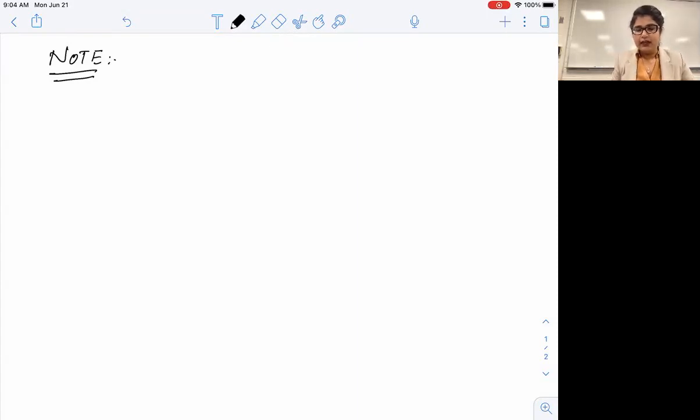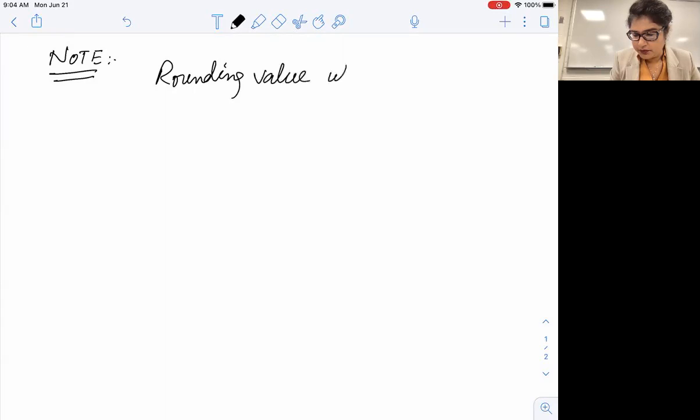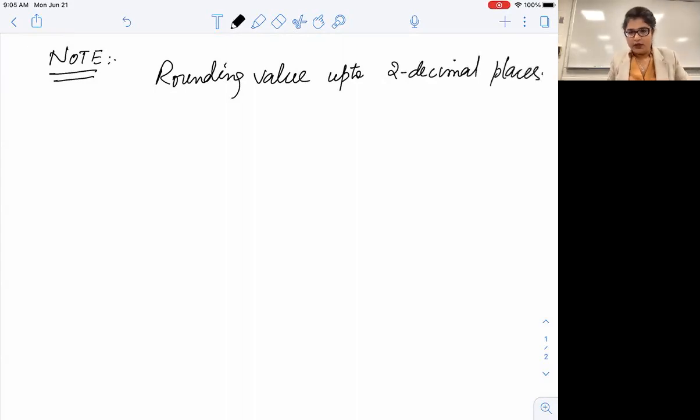So for instance, if you are rounding the value to 2 decimal places, let's say I got the mean or standard deviation or whatever Z score you are finding, and the value is something like this, rounding the value up to 2 decimal places. So what does it mean?